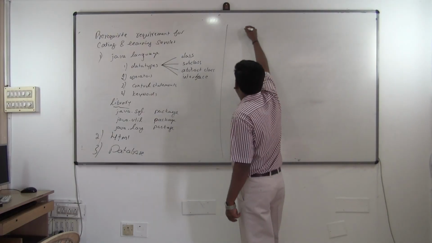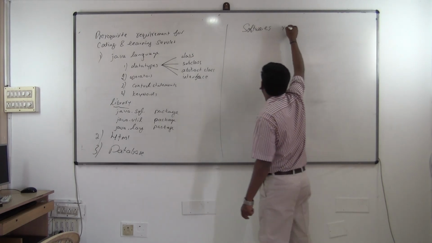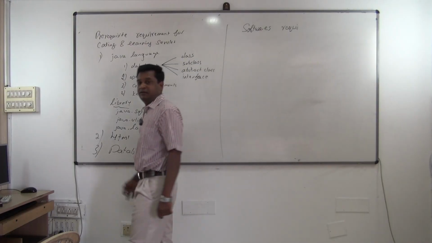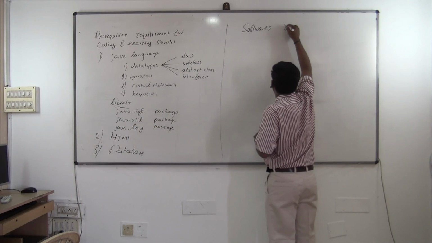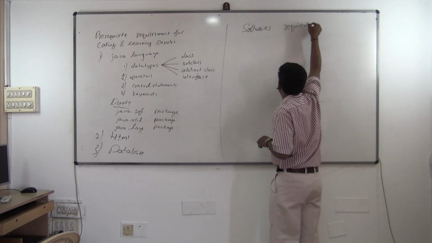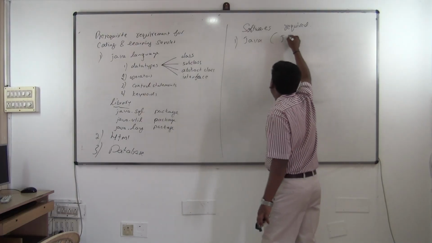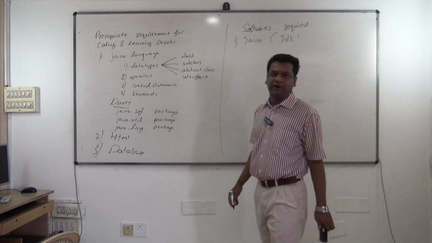Now, next, there are some softwares required. You have to check whether you have all of these in your system or not before you get the first output of what? Servlet. So the different softwares required are, one is Java. Because if you install Java, you get what? The JDK kit. Understood? So this is required.